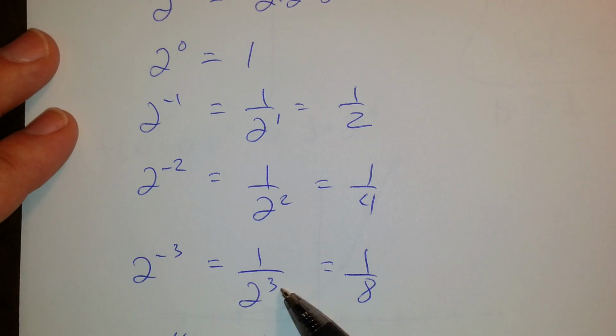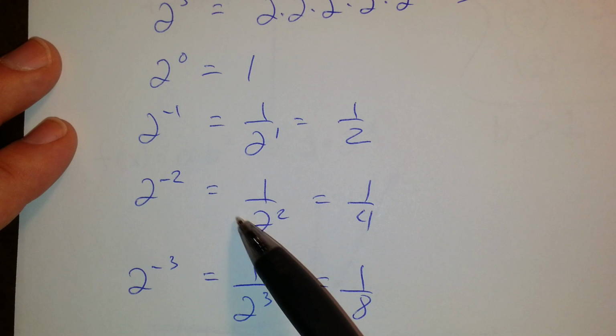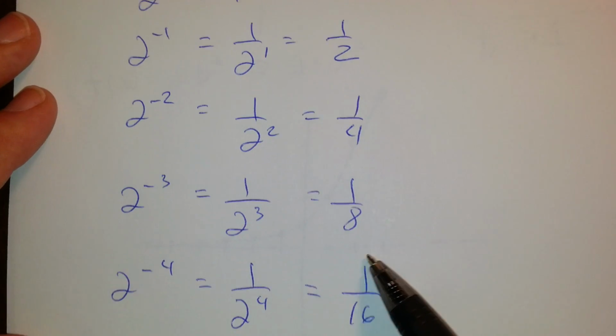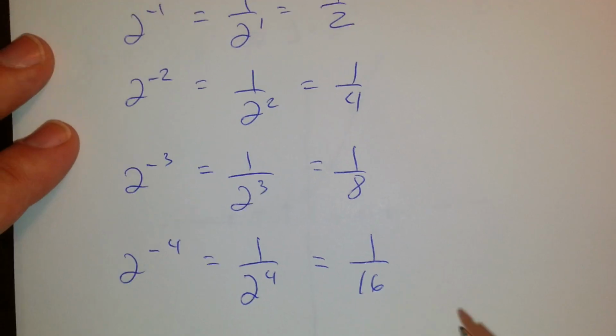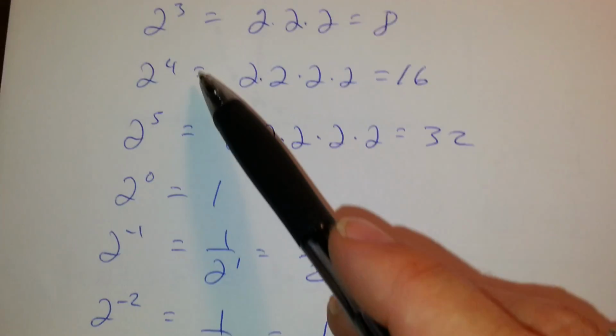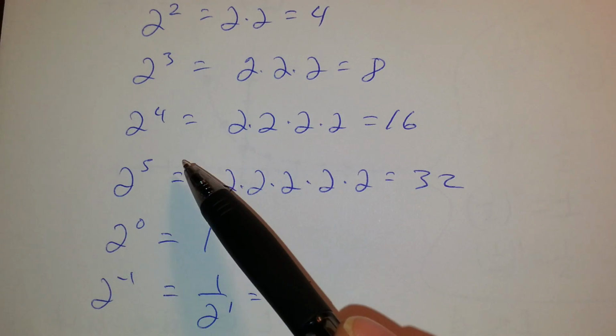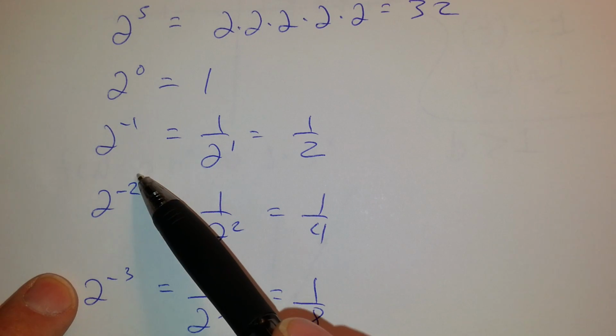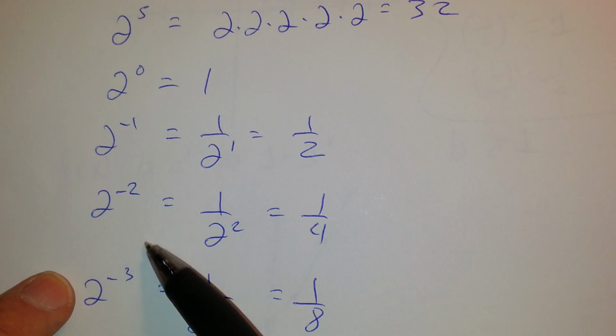-3, 1 over 2 to the +3, 1/8, and so on. Notice, as we have negative exponents, I have fractions here, and it gets smaller, 1/16, and so on. So notice, here my base is greater than 1. As my numbers in the exponents get bigger, we get bigger. As my numbers in the exponents get more negative, we get smaller.